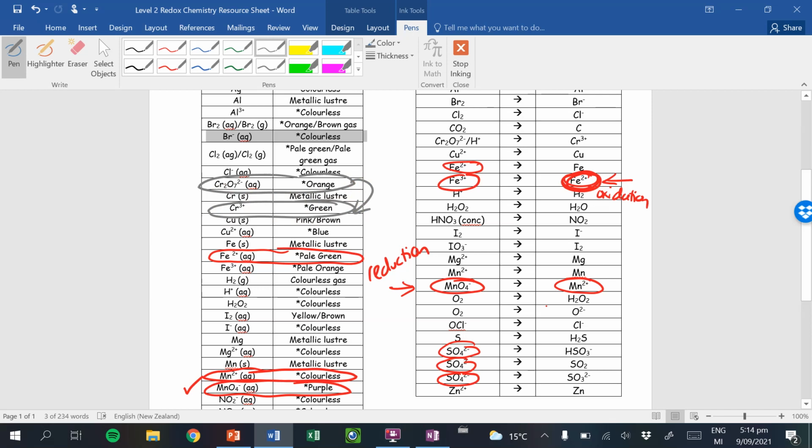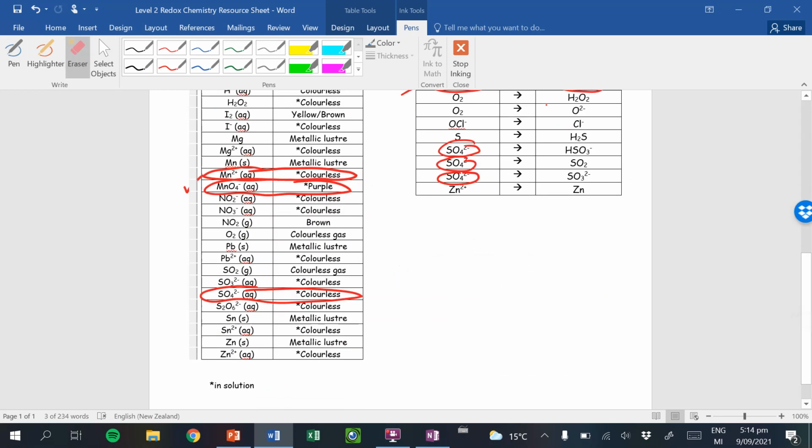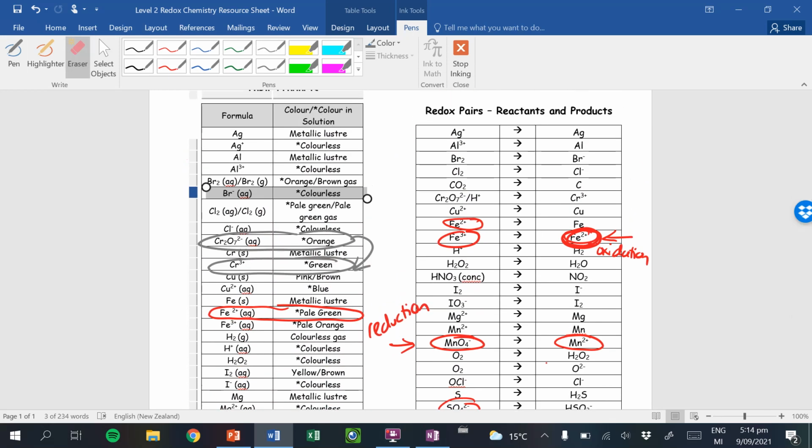And actually, I can find it on my resource sheet as well. Let's check the reaction. I see that my dichromate is right here, going to the chromium ion, which is green, and that's my reduction reaction. So that already helps me find things.